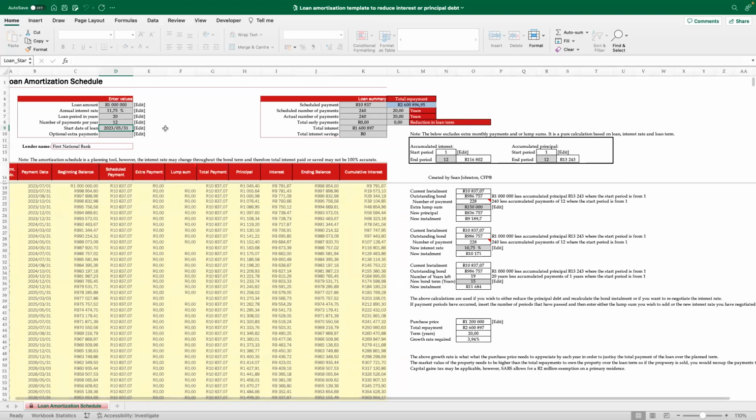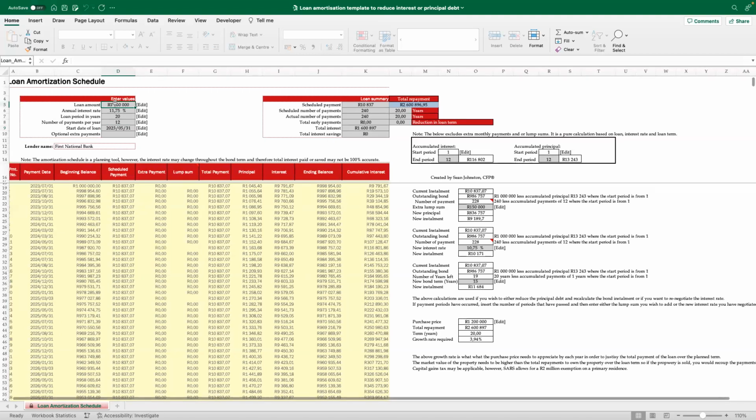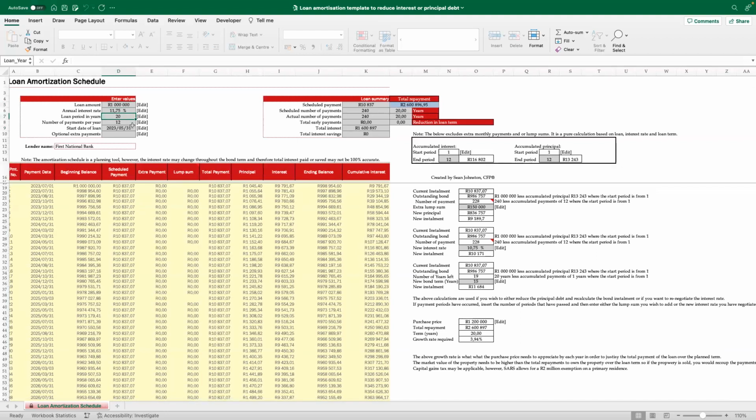If the property was bought for, let's say, 1.2 million, and you put down a deposit and the amount that you're financing is 1 million, just put the loan amount in here. I'm currently working on the prime lending rate, 11.75%, 20-year term.